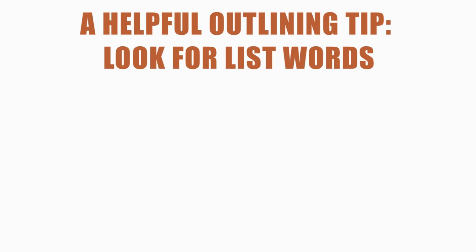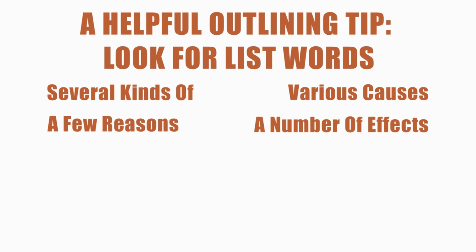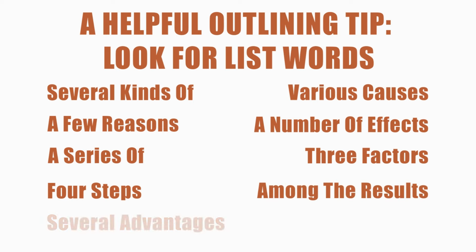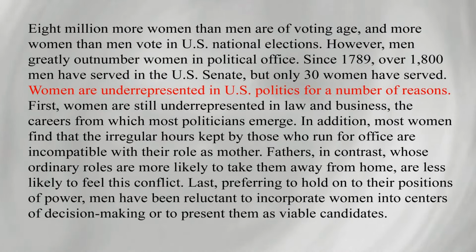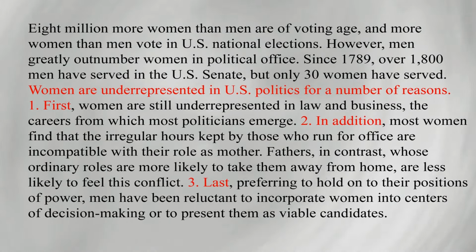Here are some common list words that tell you a list of details is coming. Several kinds of, various causes, a few reasons, a number of effects, a series of, 3 factors, 4 steps, among the results, several advantages. In the paragraph on women we've already looked at, you'll note that list words were used that signal the main idea. Women are underrepresented in U.S. politics for a number of reasons. Once we saw a number of reasons, we could guess that a list of supporting reasons was about to follow.